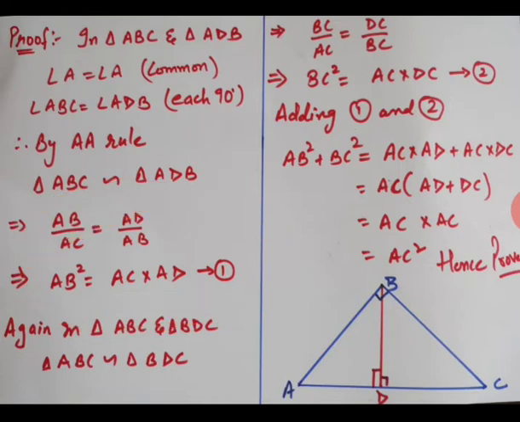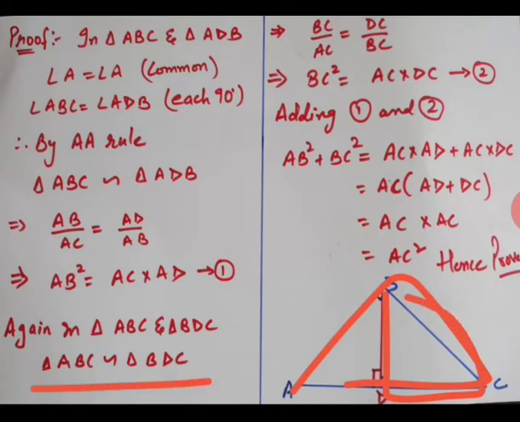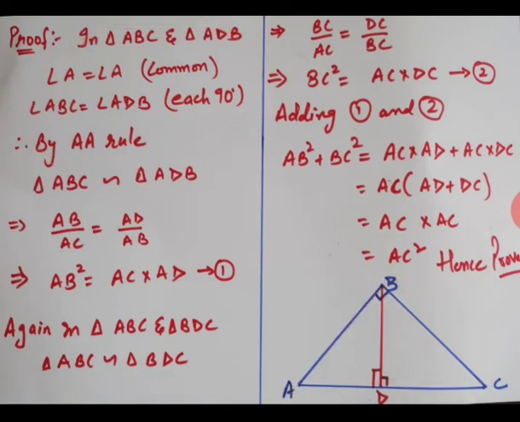After that, we again choose triangle ABC and BDC. Again we can prove both the triangles similar, as we proved earlier. Angle C is common, right, in them, and this angle is of 90 degrees, this angle is of 90 degrees. By the AA rule, the triangles become similar. It's very clear. After that, again by using the same rule, the sides are in proportion. You can see these two sides are in proportion, and cross multiplying gives me BC square is equal to AC into DC. I mark this statement as number 2, right?